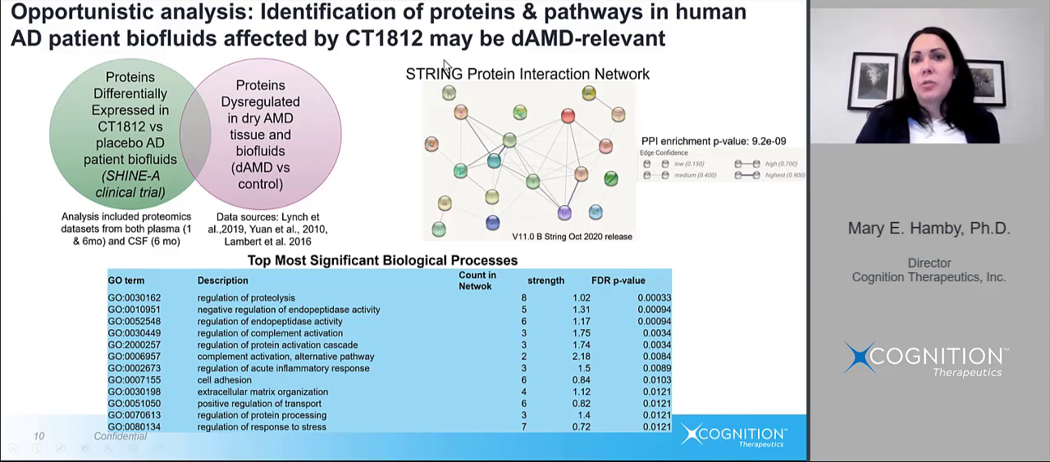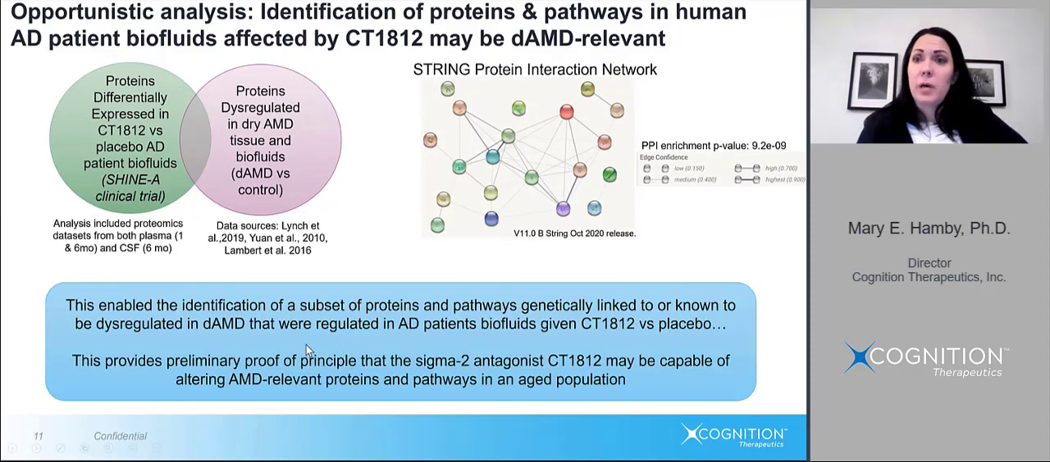We then subjected them to STRING protein network analysis. And you can see here a network of proteins that are highly significantly connected. From this, we asked what were the top most significant biological processes. In this list, all of these are significant, and many of these were shown in the previous slide of known AMD-related biologies, including complement, proteolysis, extracellular matrix organization, inflammation, and response to stress, as well as positive regulation of transport.